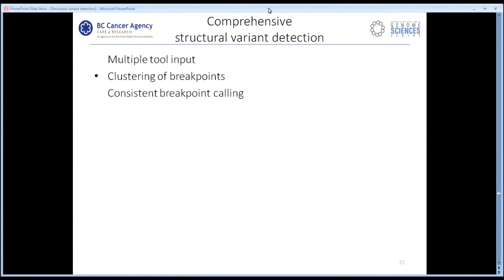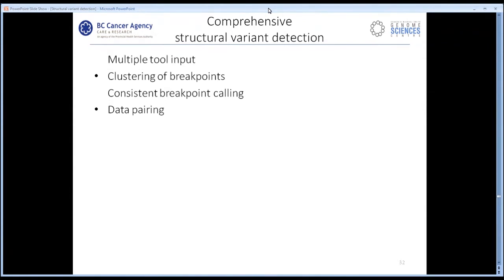What we want is a consistent breakpoint calling method. As I said, different tools call their breakpoints in different ways. Some use contigs to call breakpoints, and others use flanking or split reads. In any case, what is ideal for us is a consistent method for calling a particular breakpoint.